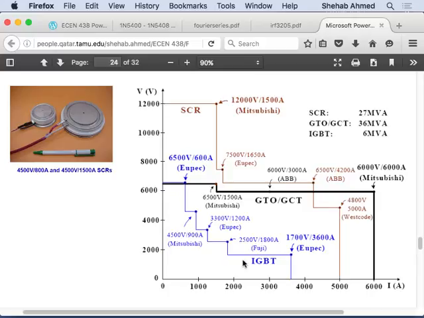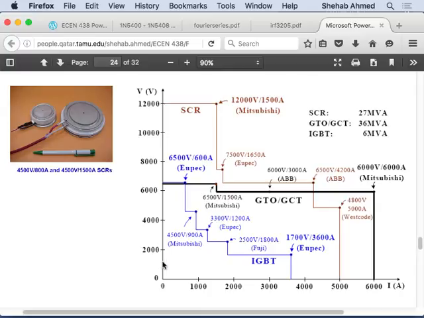Where would MOSFETs fall? MOSFETs are not shown here. They would fall here, down here. You would not find a MOSFET at more than maybe 1,700 volts, or more than a few hundred amps. So they're good for applications like washing machines, TVs, computer power supplies, etc.